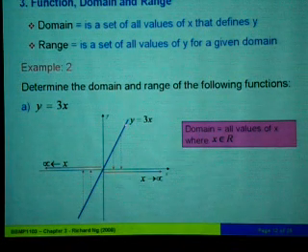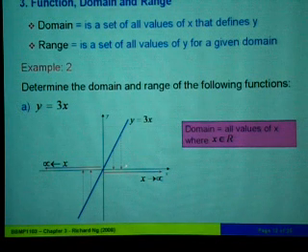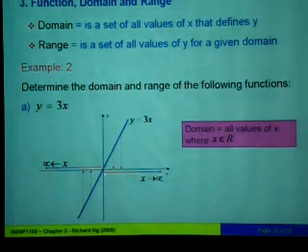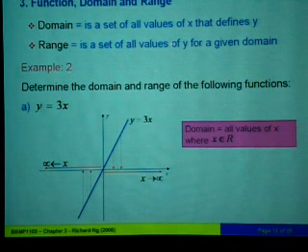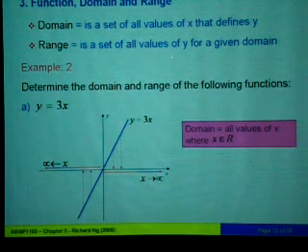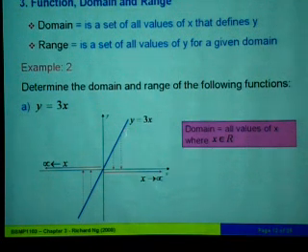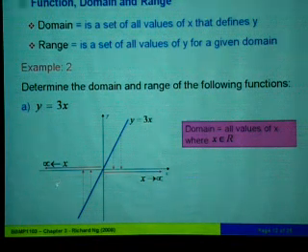So we can actually draw a lot of points here towards the x-axis, and since this graph y equals 3x has no ending, we can prolong this line until infinity. Therefore, the value of x here will move towards infinity. The same goes for the negative side of the graph.